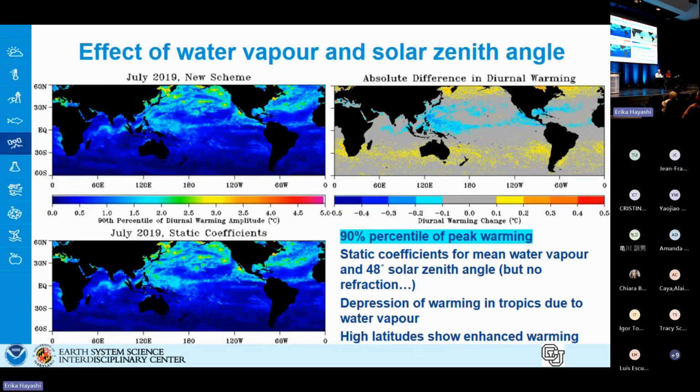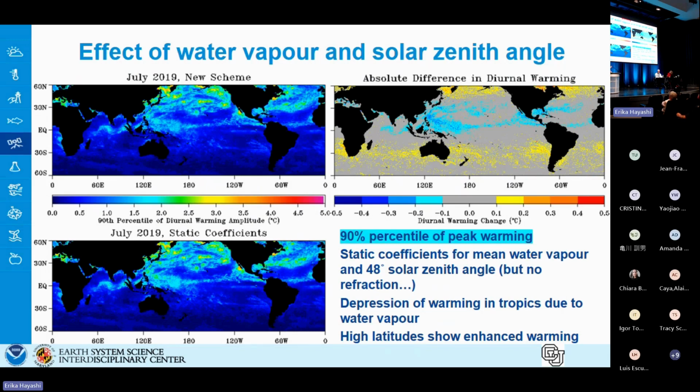And the end result of that is here we have the original warming is here. New warming is somewhat reduced, particularly in the tropics, and this is the difference plot, essentially. What you're looking at here, by the way, is the 90th percentile of the peak warming for any particular month.